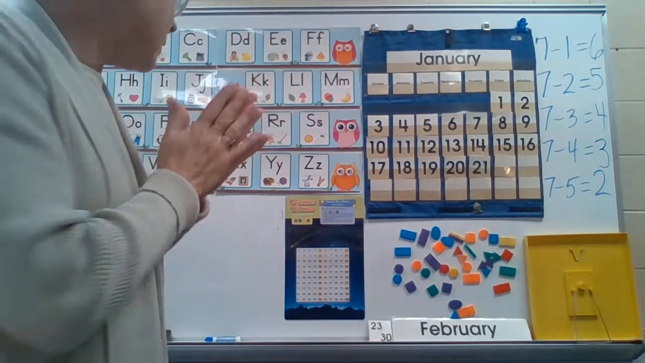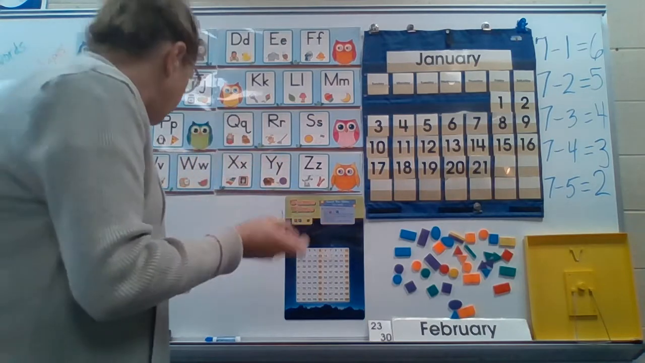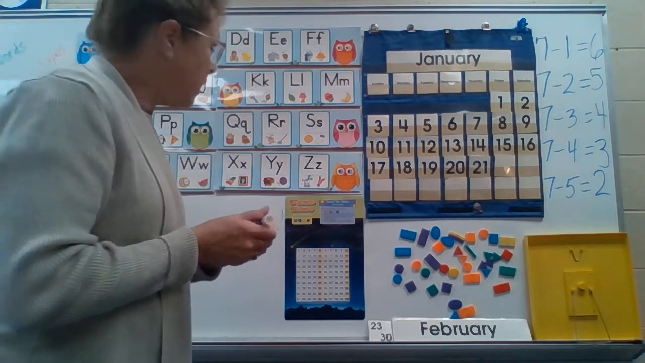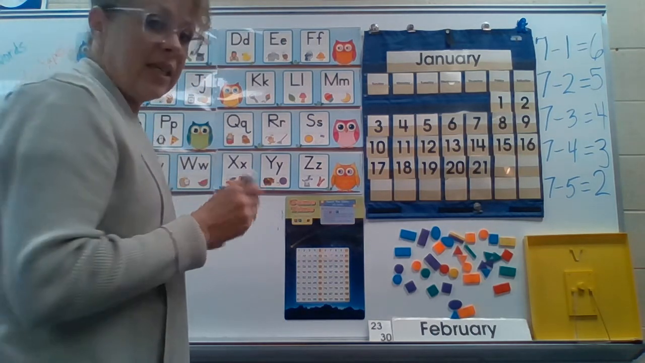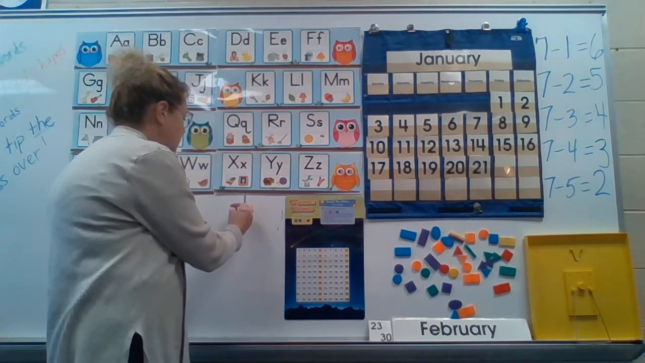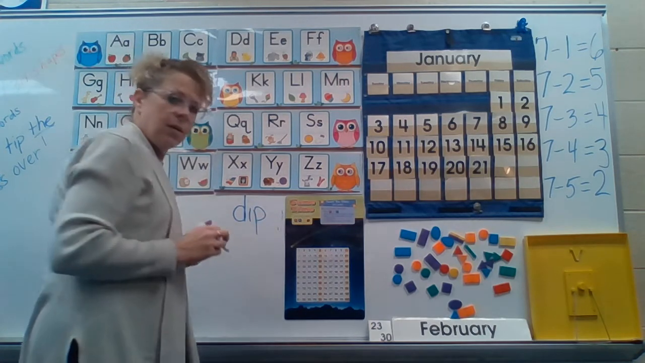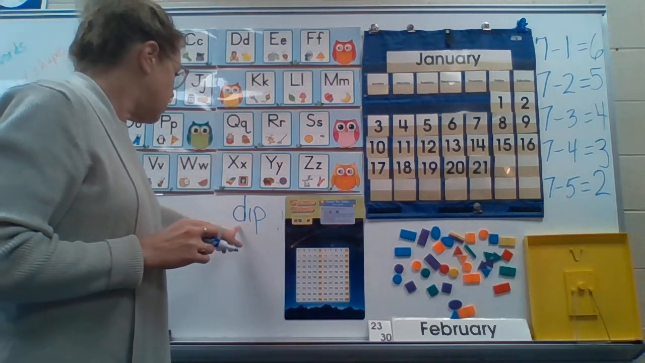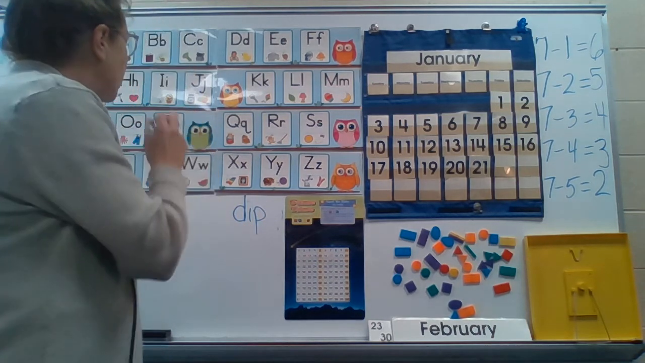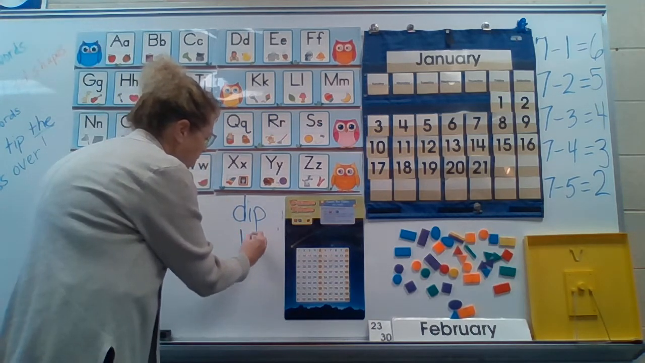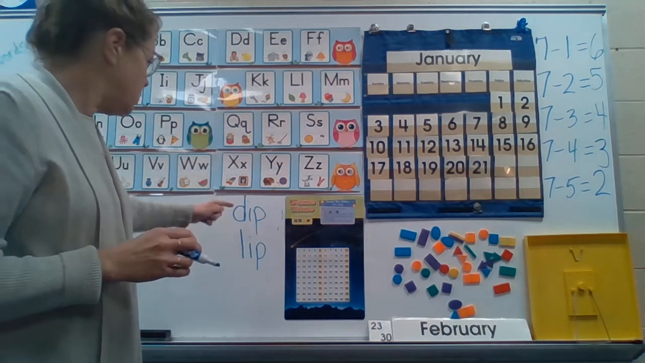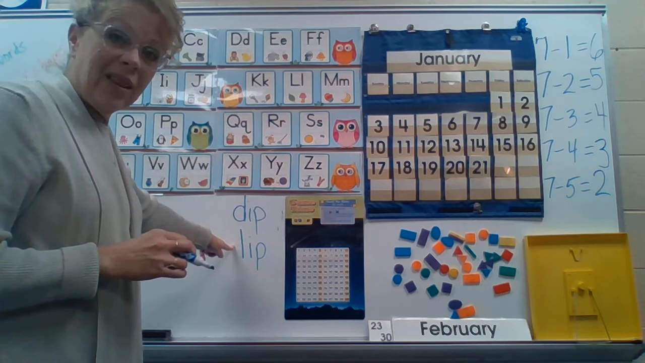Now, today I'm going to write a sentence and I'm going to use some IP words. So let's think, what are our IP words? In that IP word family, let's see what can fit in there. I think I could put a D in front of IP and make a word. Let's see. D-I-P. Dip. Yep. How about if I change it to L-I-P? Oh, at the beginning. Rhymes with dip. Lip.